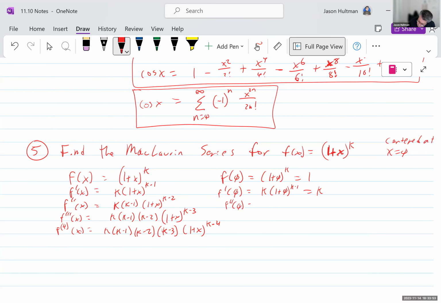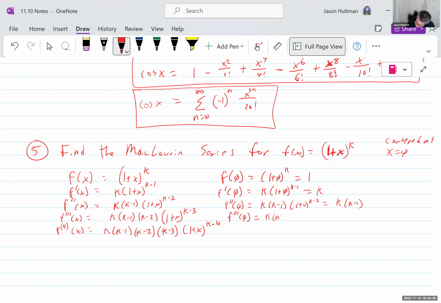F double prime of 0 is equal to k times k minus 1 times 1 plus 0 to the k minus 2 power, and the 1 plus 0 just goes to 1, and that's just going to give me k times k minus 1. So these are kind of like factorials, right? But we're starting at k and we're going down, multiplying down, k, then k minus 1, then k minus 2. We'll deal with the factorial element of this in a little bit. So let's do a couple more of these.